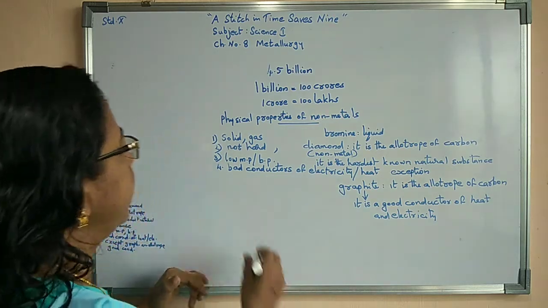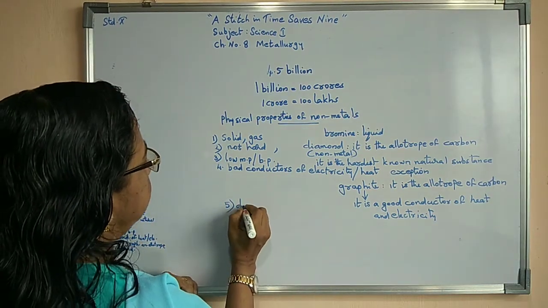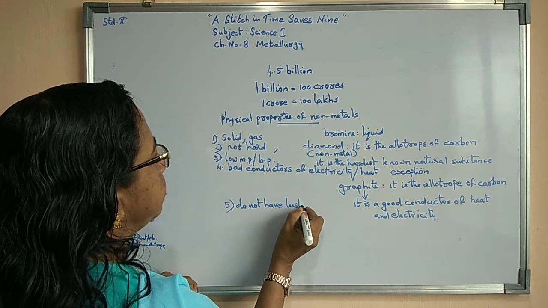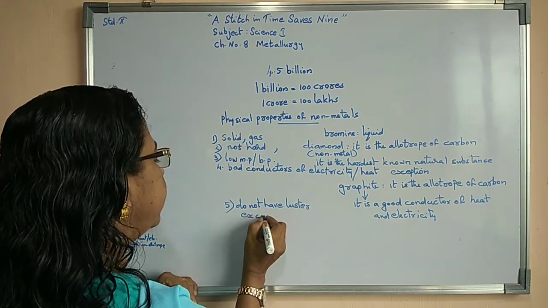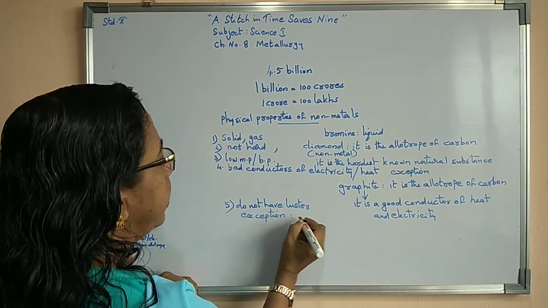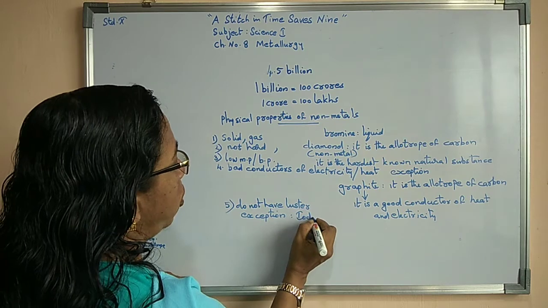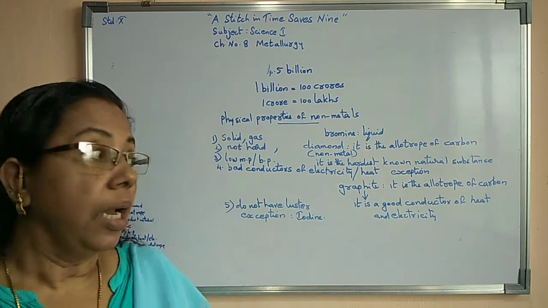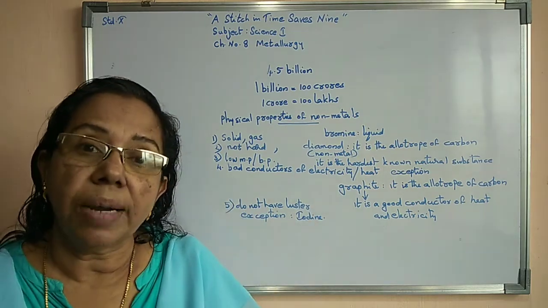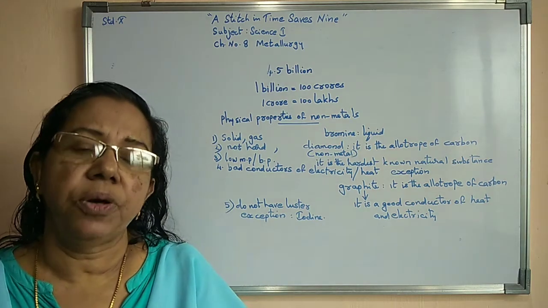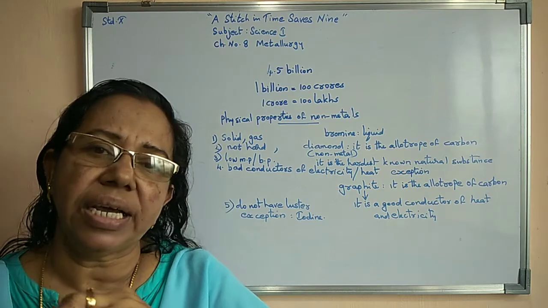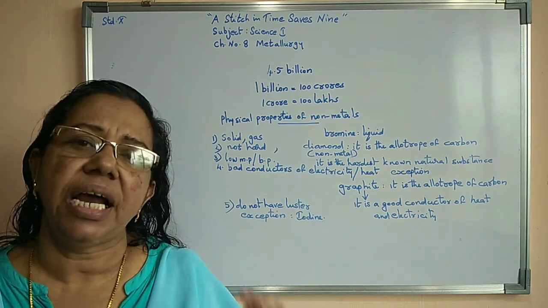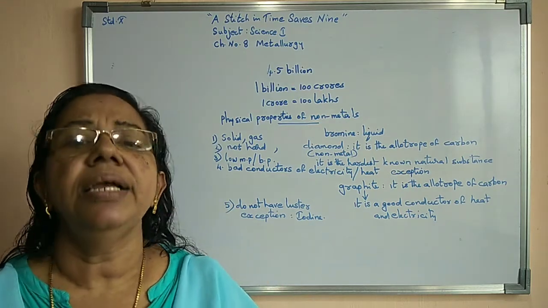One more thing: non-metals do not have luster. Again, there is one exception, that is iodine. Iodine is a non-metal, even then it has luster. Luster means shining ability. All non-metals have no capacity to shine, but here one exception is there, iodine. Even after being a non-metal, it shines.